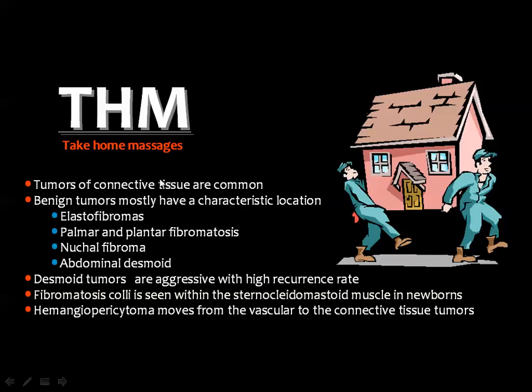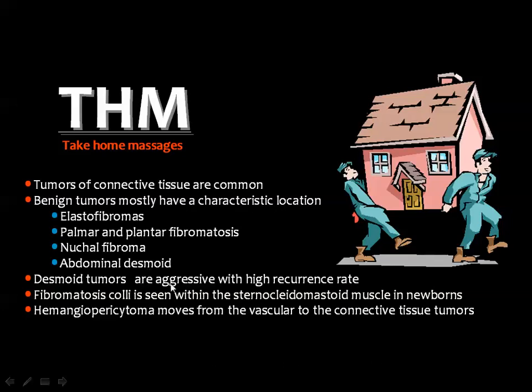That tumors of the connective tissue are common. The benign tumors usually have characteristic location like elastofibroma in the chest wall, palmar and plantar fibromatosis, nuchal fibroma, and abdominal desmoid corresponding to the rectus abdominis muscle.